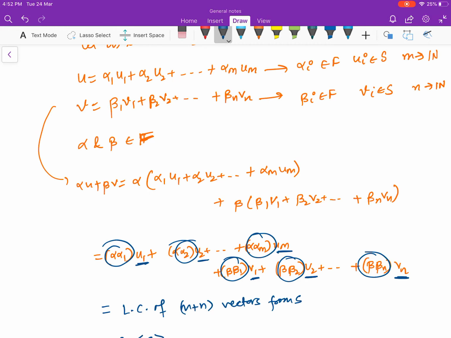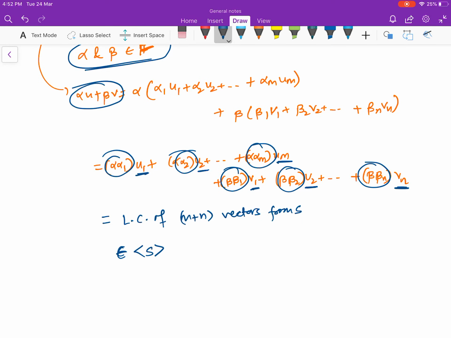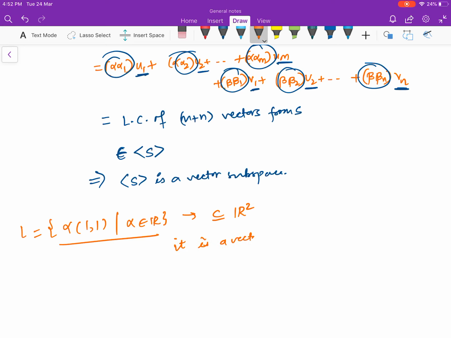So it means that we have proved that whenever you take u and v from span of S and alpha and beta from the field, then alpha u plus beta v is also in span of S. So it implies that span of S is a vector subspace. Right? So this will actually help you in many cases. For example, in the last video, we proved that this particular subset of R2, if you remember, is a vector space, or vector subspace.